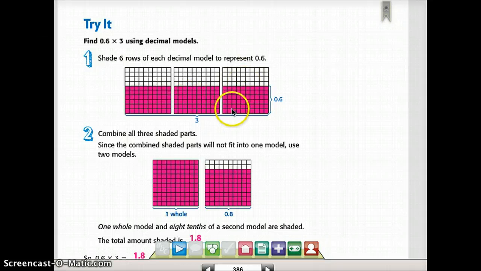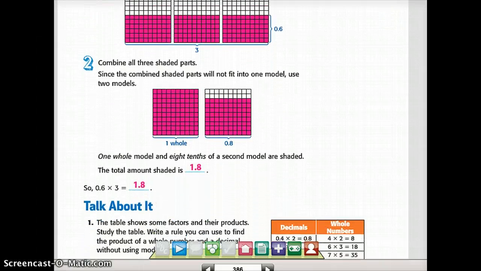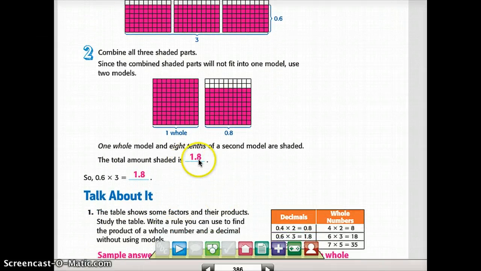And then we have to combine the shaded parts. If I'm putting 6/10 with 6/10, I know I can put 4, because that'll fill up one whole. Then I'll be left with 2/10 here, but I still have 6/10 over here. So I can move that over, and it'll be 8/10. So I'll have one whole and 8/10, because then I'll just have 2/10 that weren't filled up. So the shaded part is 1 and 8/10. So 6/10 times 3 is 1 and 8/10.